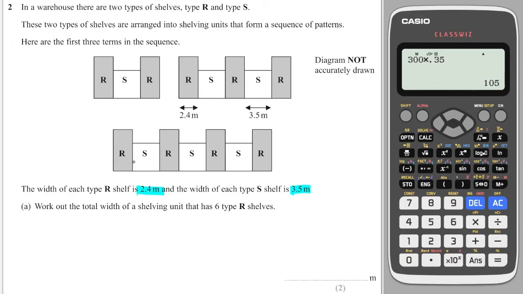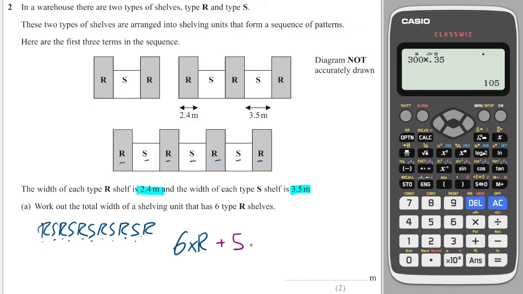Okay, well let's look at the pattern. It's R, S, R, S, R, S, R, and the R's are at the end. So with the 6 R's, it would be R, S, R, S, R, S, R, S, R, S, R. 1, 2, 3, 4, 5, 6 R's. So it will be 6 times R, and then naturally there'll be 1, 2, 3, 4, 5 S's. There'll be 1 less S. So 5 times S.